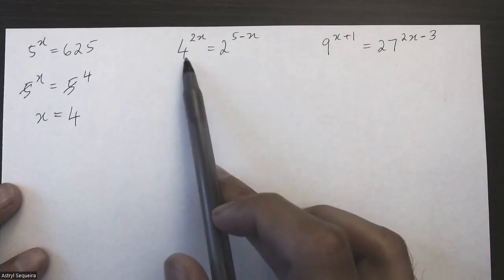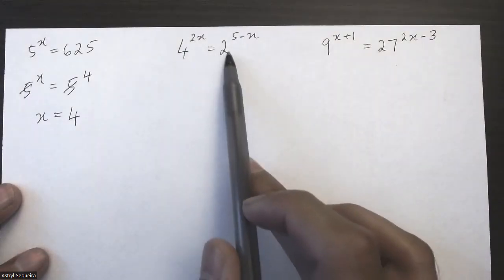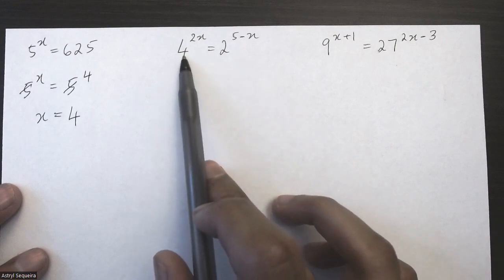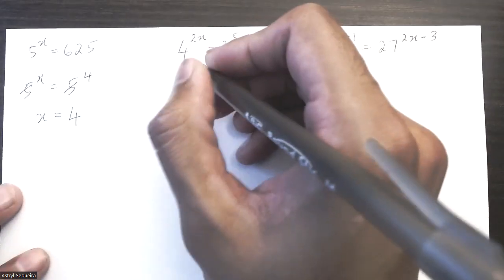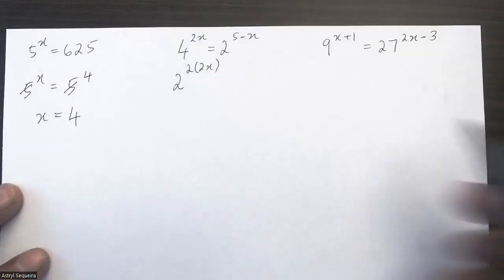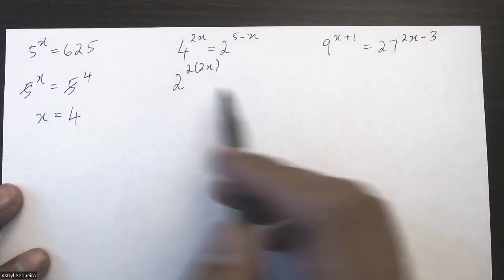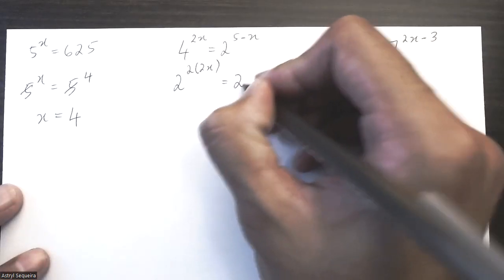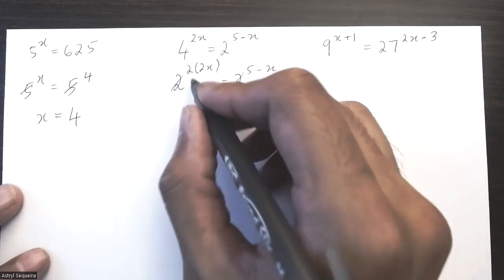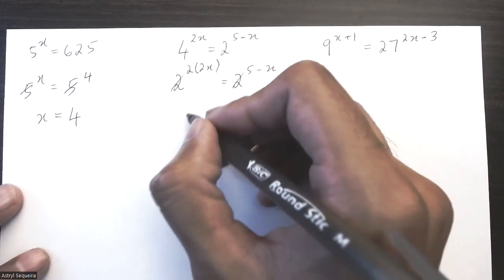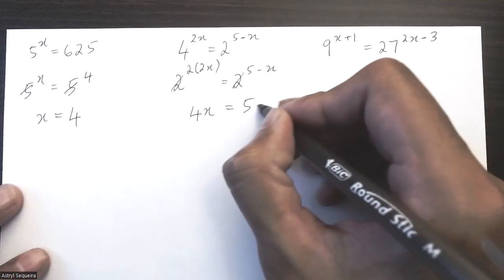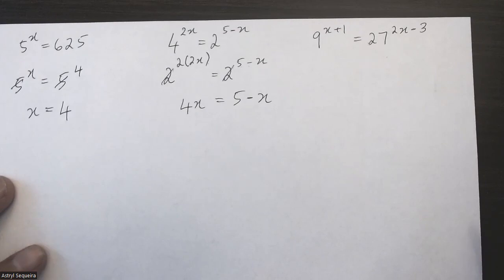Take a look at the second example over here. My common base between these two numbers is 2. So I'm going to switch this to 2 squared because 2 squared is 4. And then I'm going to write the exponent inside a bracket because this squared is going to be multiplying with whatever's in the exponent. This side just remains the same. I can cancel off my bases now that they're the same. So I have 2 times 2x, which is just 4x. And 5 minus x, I'm just going to write the same. And now I just have to solve this for x.